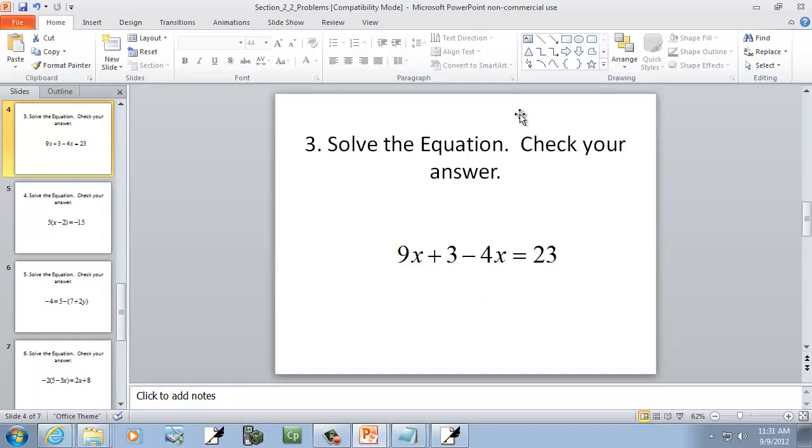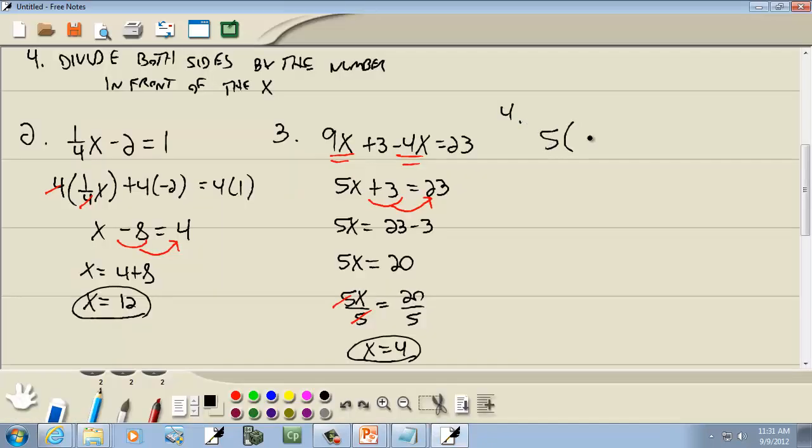Okay, problem number 4. Got 5 times the quantity x minus 2 equals negative 15. First step, get rid of parentheses. I do have parentheses this time. We got a 5 in front of the parentheses, so that indicates multiplication. So we're going to take this 5 here and multiply it times the x and times the negative 2. Well, 5 times x is 5x. 5 times negative 2 is negative 10.